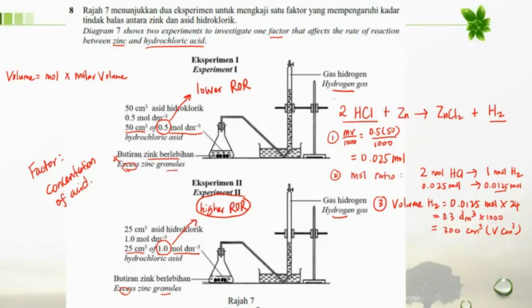Then how about experiment 2? Same method, we can calculate also. We use MV over 1000. We want to see whether the mole is the same or not. So 1.0 times 25 over 1000.